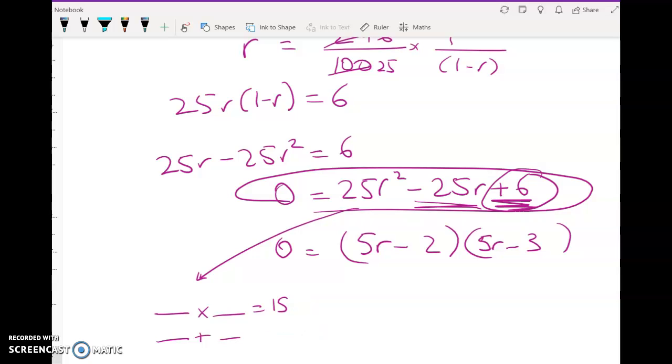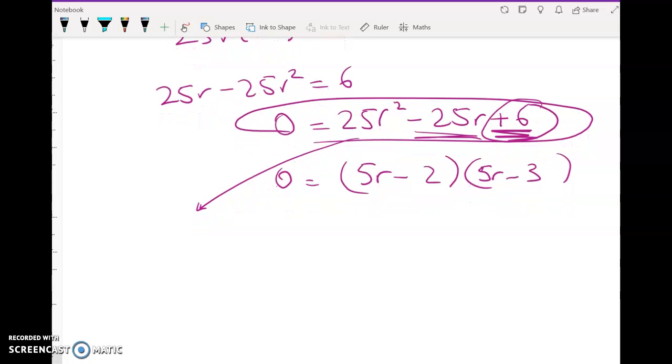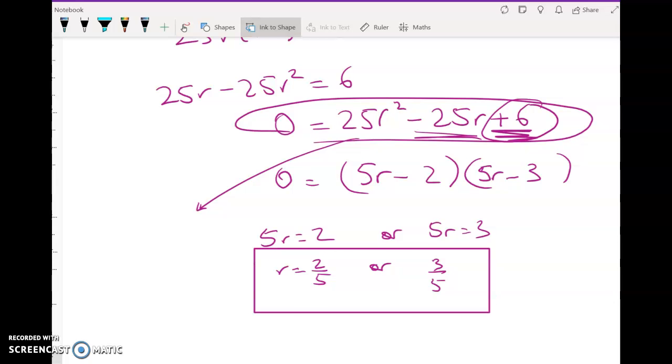But 2 days before the exam, by now all of you should be very, very good at factorising quadratics like this one. If you're not, go watch the Year 12 video on it. So the last step here is to say that 5R equals 2 or 5R equals 3. So R is equal to 2/5, or from this one, 3/5. So that's that question done.